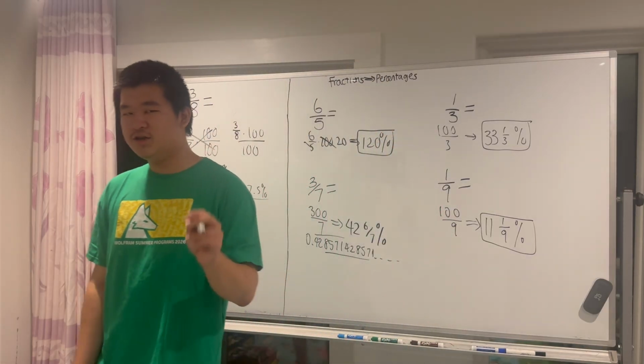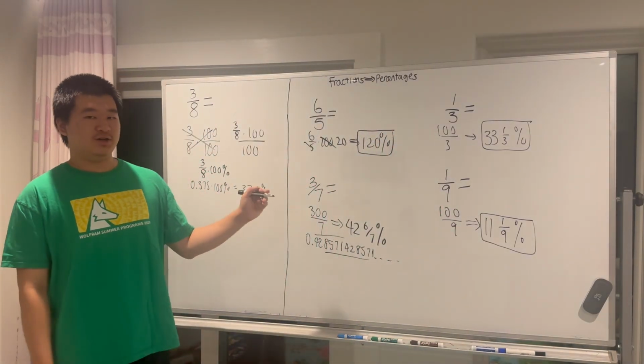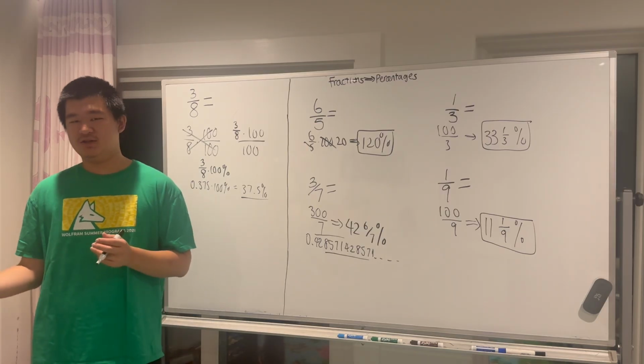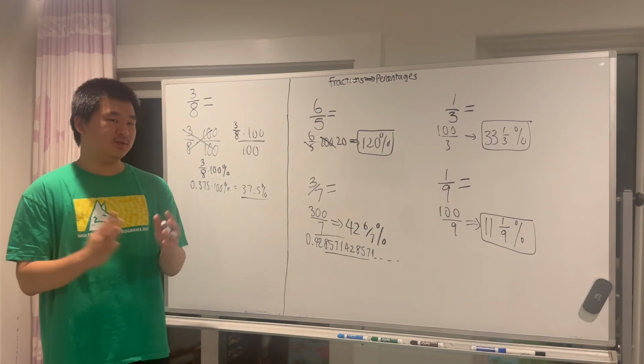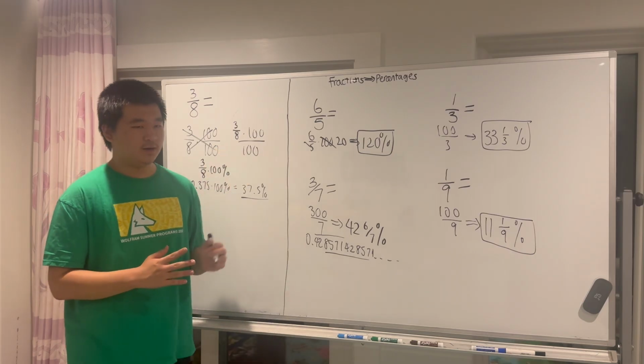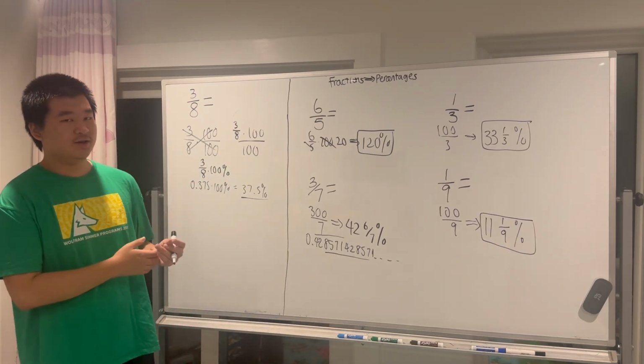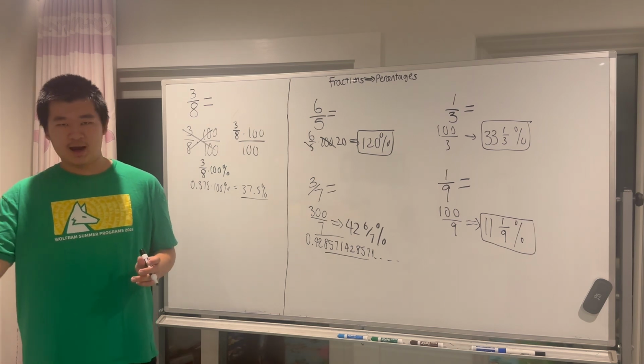So that is, in general, how to convert any fraction into a percentage. And it's really easy because, once again, a percentage is really just a fraction. And a fraction is kind of a percentage, just with a different denominator. So in general, just remember, to convert a fraction into a percentage, multiply the fraction by 100, and then just add percent at the end.